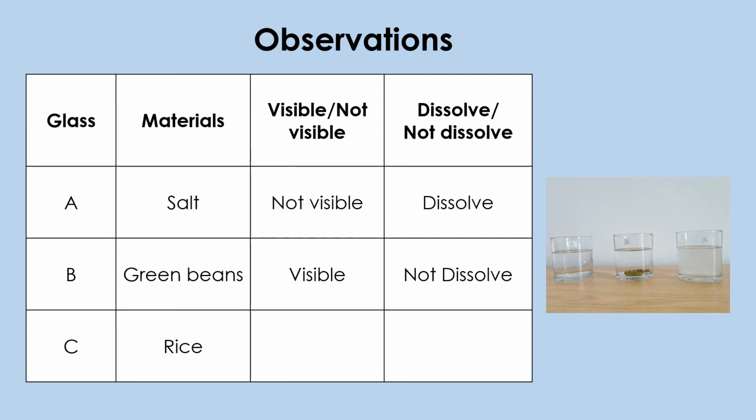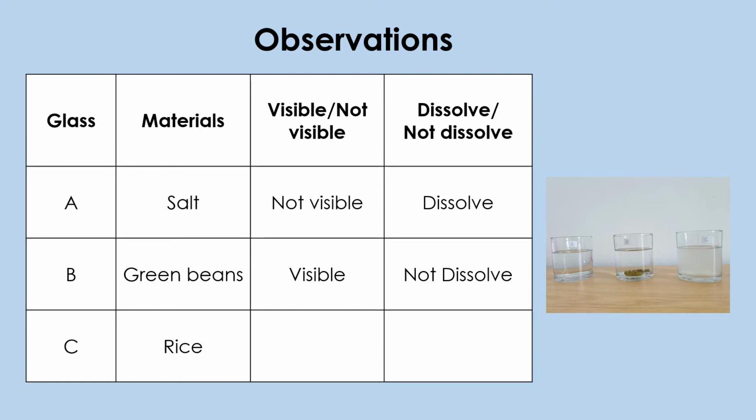Look at glass A just now. The material is salt, and our observation at the end of the investigation is that the salt is not visible inside glass A. So we write here, not visible. If the salt is not visible like this, it means the salt is dissolved in the water. No more salt can be seen in glass A because the salt dissolved in the water.